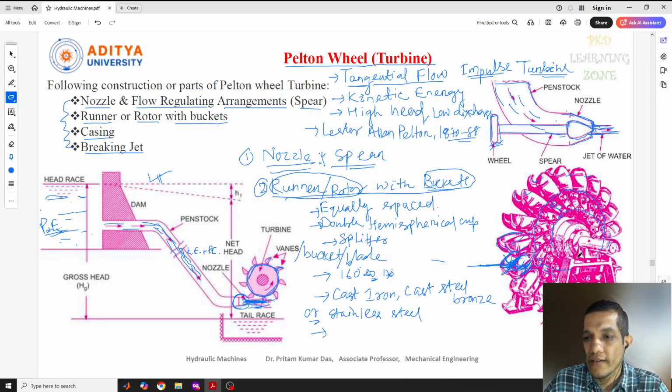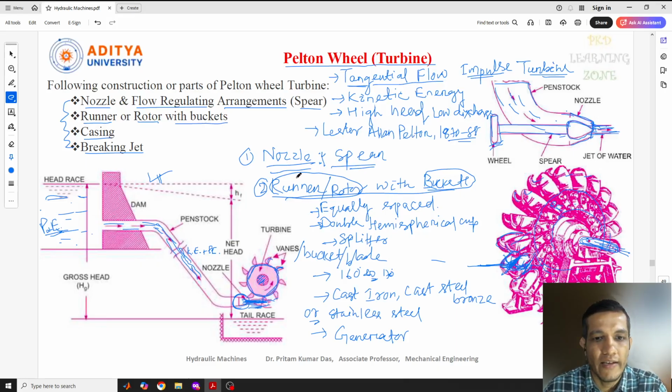And as I told you, this is the shaft. The middle part of this is the shaft, and this will be connected to the generator. So I hope you understand that this is the runner part. As I told you, this is the shaft part that will be connected to the generator, as I showed you here. So this is all about the runner or rotor with buckets.